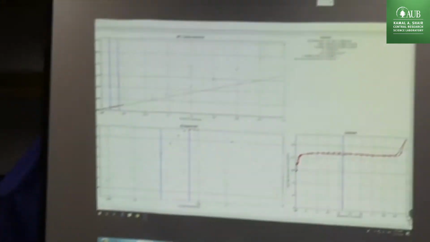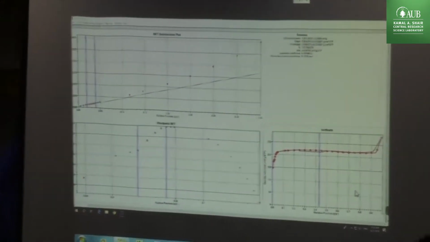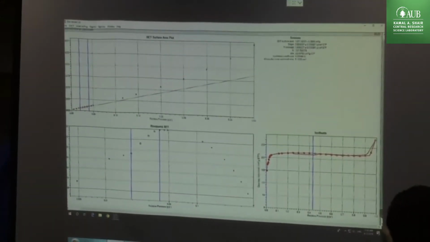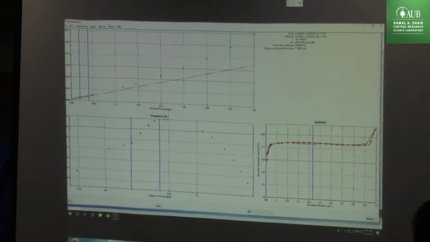How can I see what is here? Down. Press on the flag. Okay, here. Sorry, thank you.